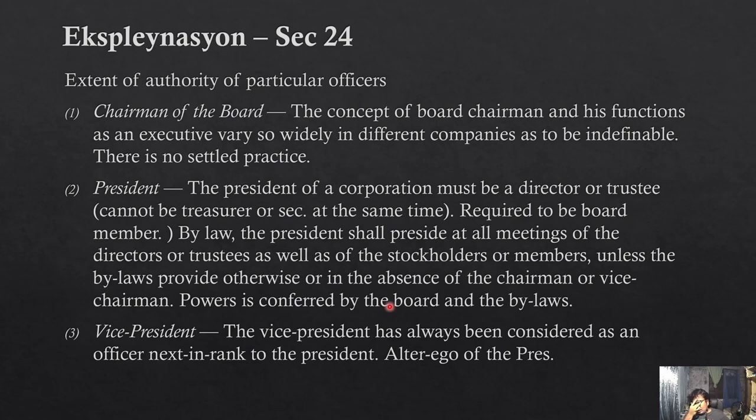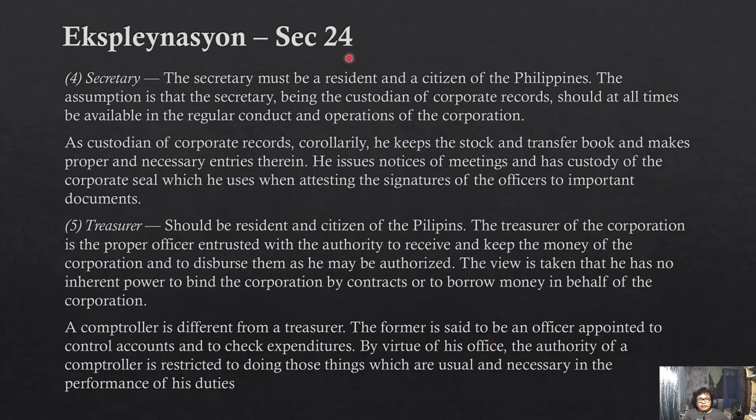Now the vice president, basically, as the word itself says, is next in rank to the president and usually the alter ego. Then the secretary, which is also important. As we said, a resident and citizen is required. The assumption is that the secretary is the custodian of corporate records. Since he is the custodian, he should be available at all times in the regular conduct and operations of the corporation for easy access to corporate records.